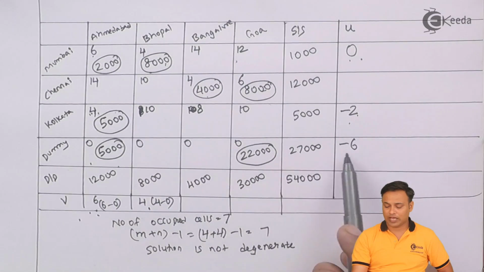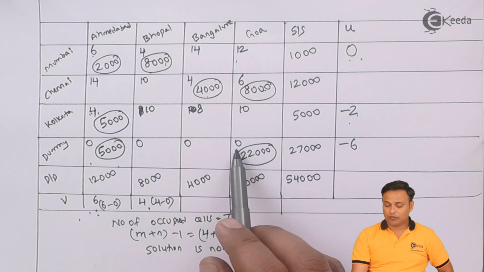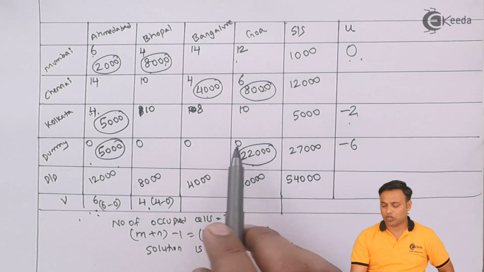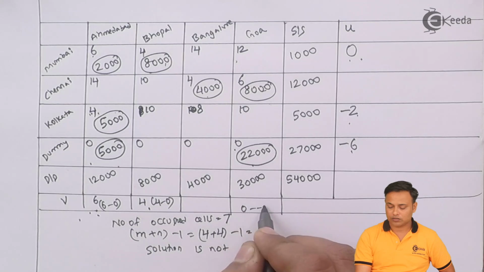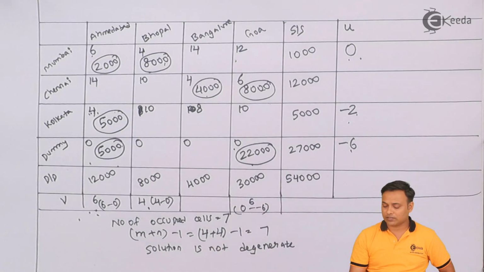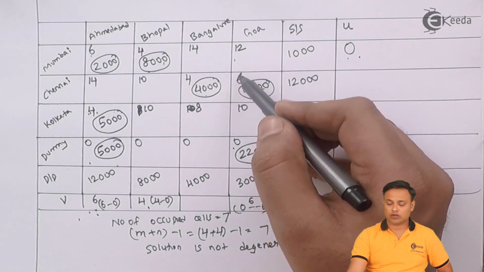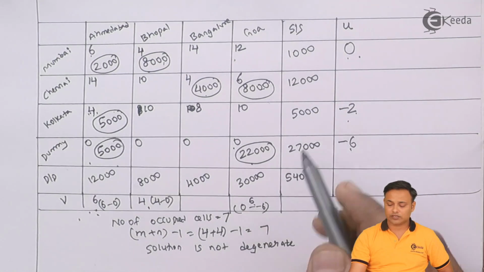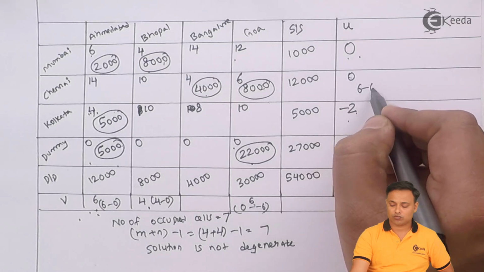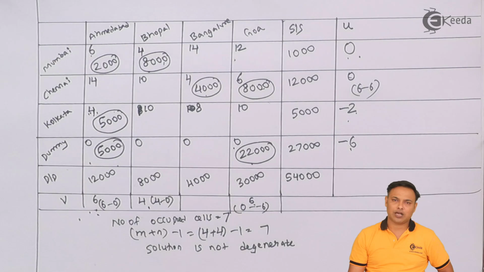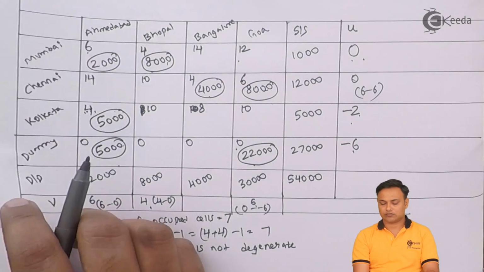Now in this particular row we have a dummy column with allocation of 22,000 and cost 0. So 0 minus minus 6 will be plus 6. And then we have one more occupied cell in this particular row or column where the cost is 6, so 6 minus 6 is 0. So we are done with all the calculations. Now our next step will be calculation of the delta values for unoccupied cells.